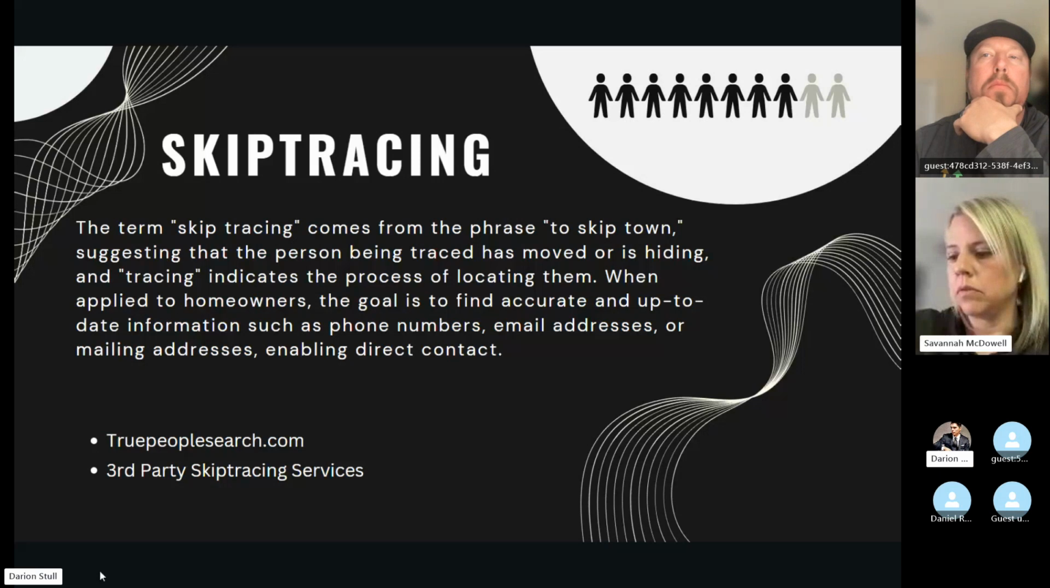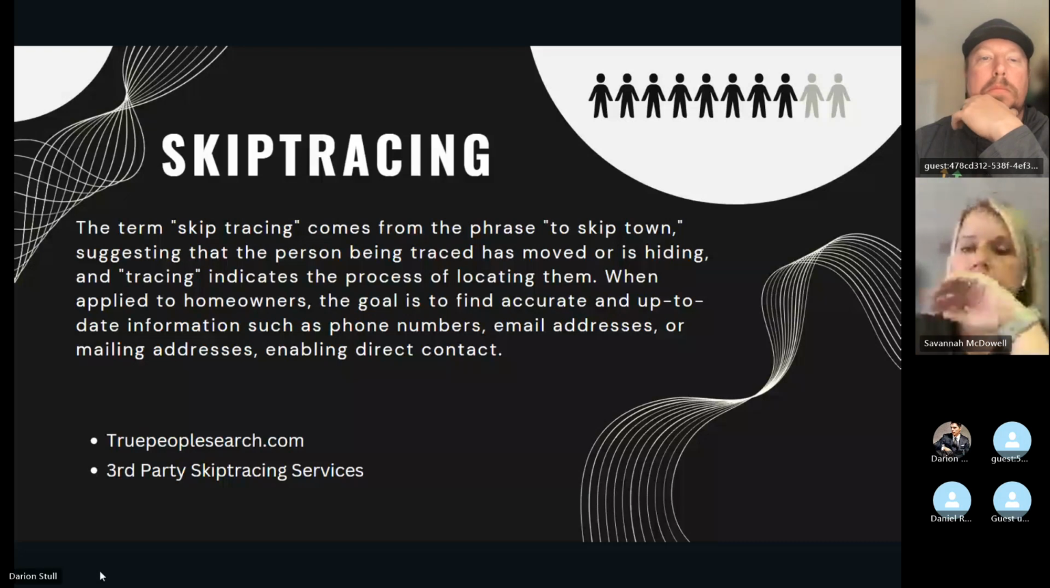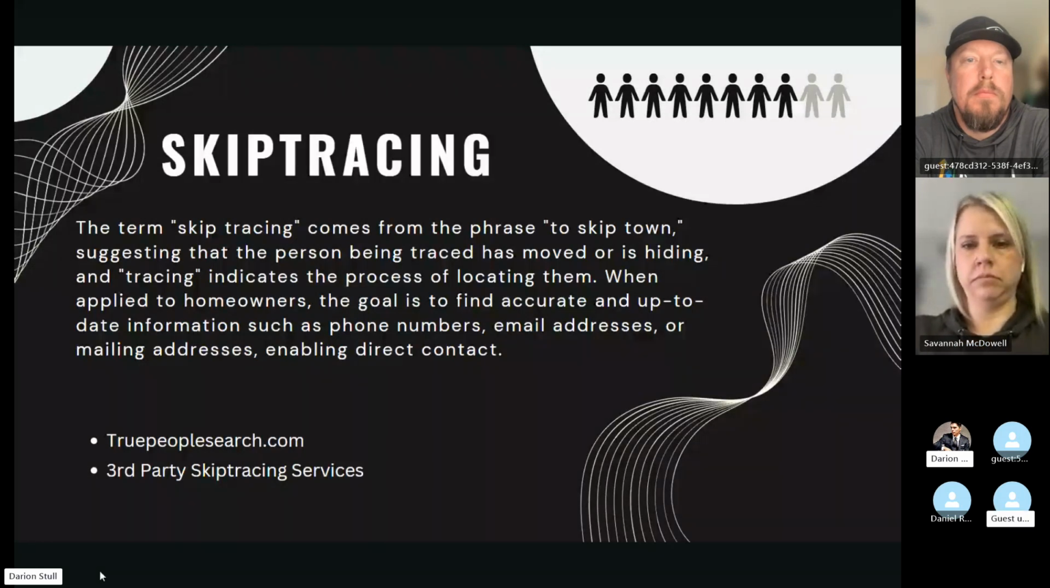And then you've got third-party skip tracing services, and there's tons and tons and tons out there. But it can get costly. And not all of them are really good. You're going to have a lot of hits and a lot of misses. So you just want to find one that's going to be pretty consistent as far as showing actual production.